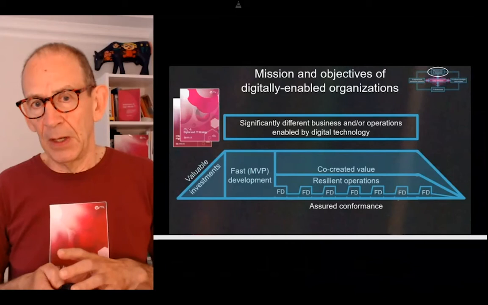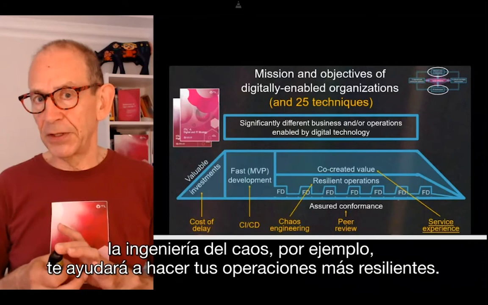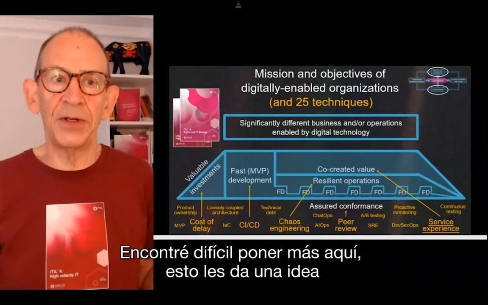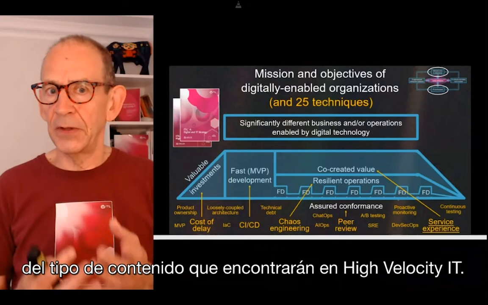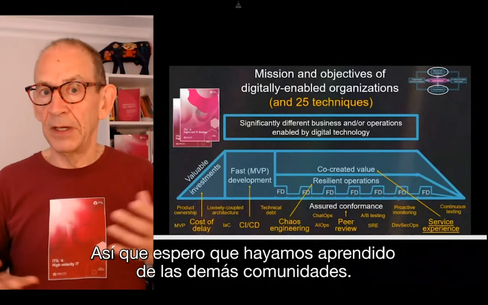25 techniques support those five objectives. I've selected five of them here. Chaos engineering, for instance, will help you make your operations more resilient. Here are 12 more. So here we have 17 of the 25. I found it difficult to put them all in, but this gives you a flavor of the kind of content you'll find in High Velocity IT. And you can see a clear inspiration from the lean community, the agile community, the DevOps community. So I hope that we have learned from other communities.